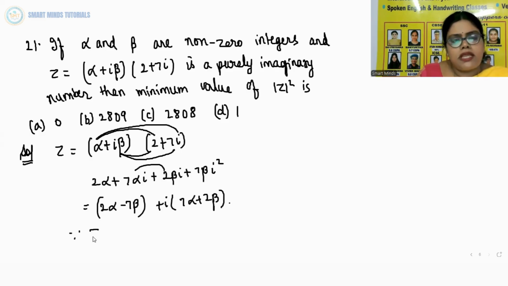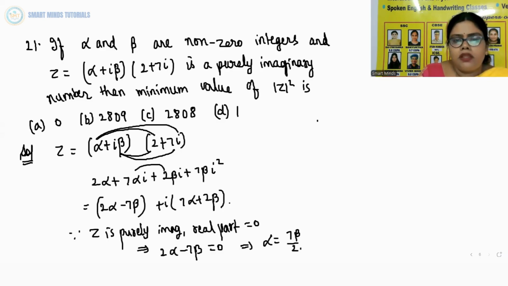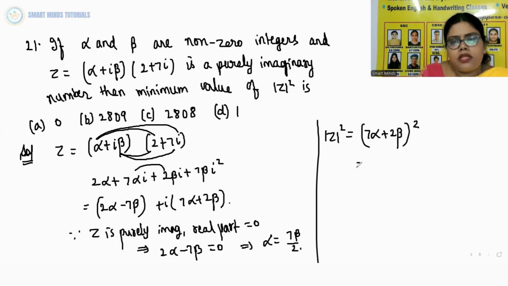Now since z is purely imaginary, its real part will be 0. So what is the real part? Real part is where you don't have the i term. So 2 alpha minus 7 beta is 0. So we got alpha as 7 beta by 2. Now they are asking you for mod z square. Mod z square is 7 alpha plus 2 beta whole square.